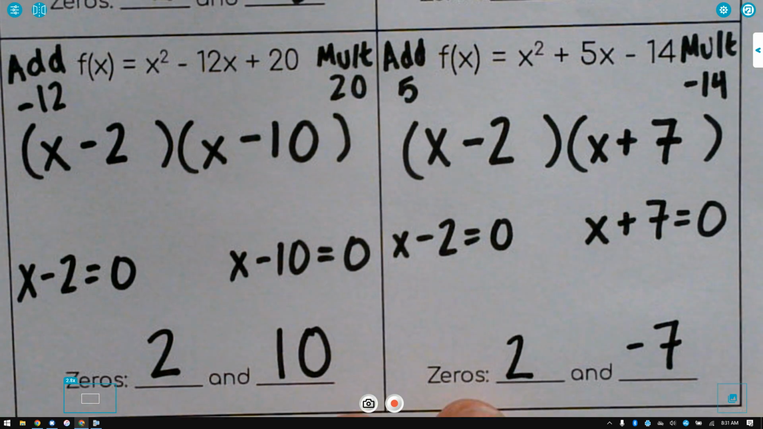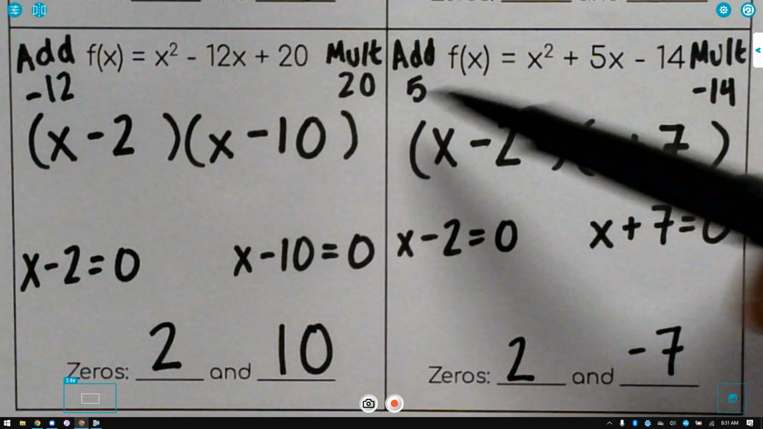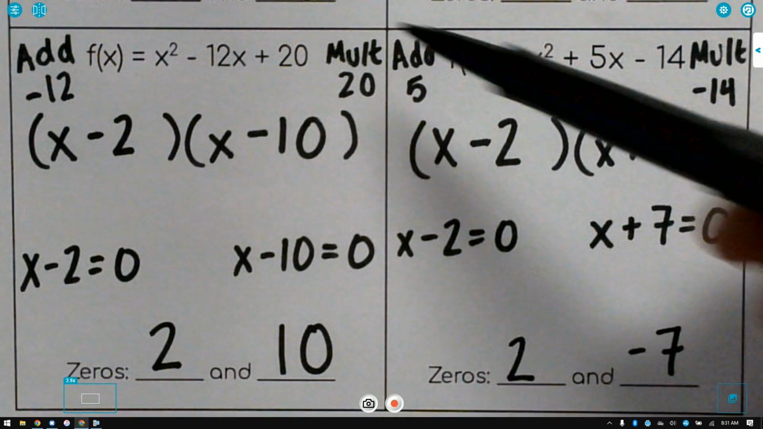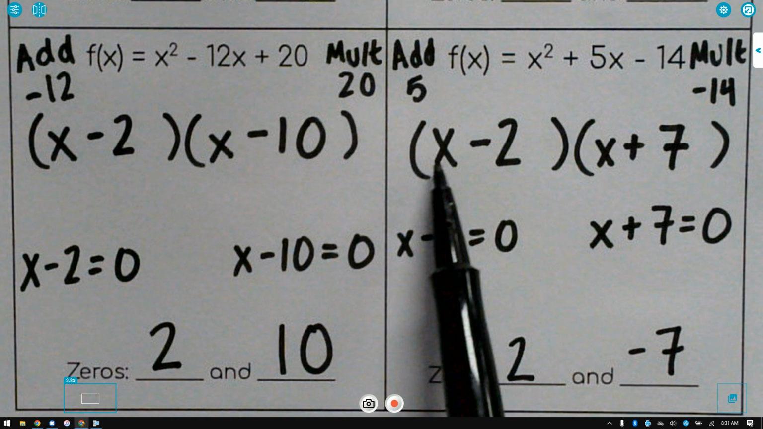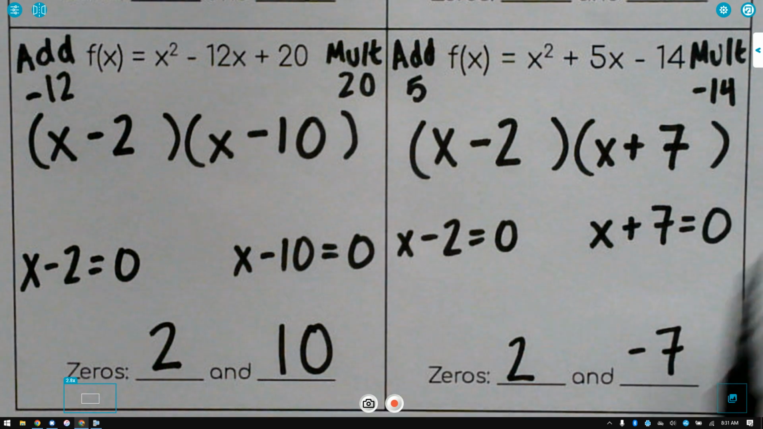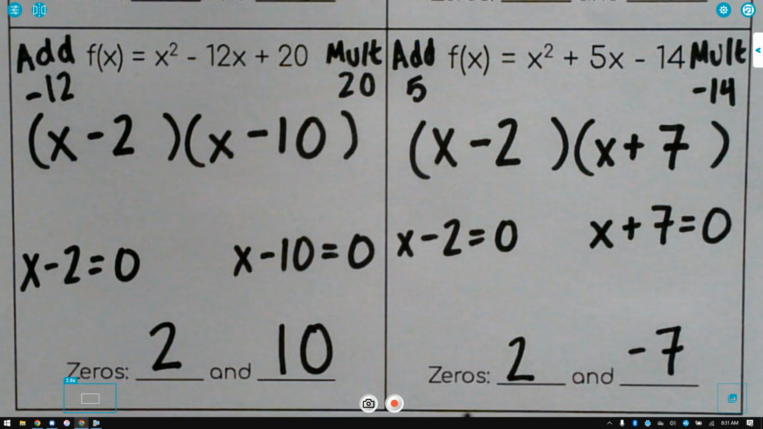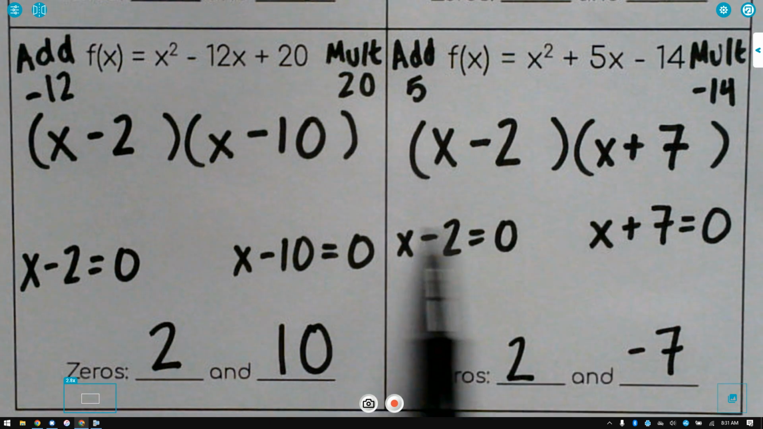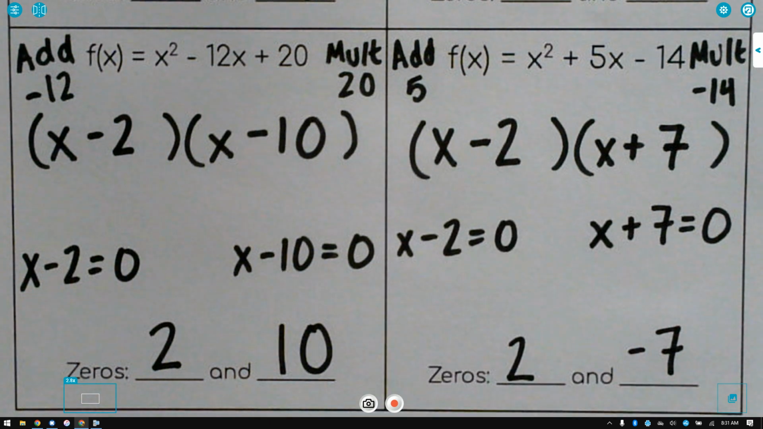So you do not need to write this add to this, multiply to this part. You don't need to write that part if you don't want to. You do need to have your factored version set equal to 0 and your 0. So these 1, 2, 3 things are the bare minimum of what you need to write down. Any questions right now?